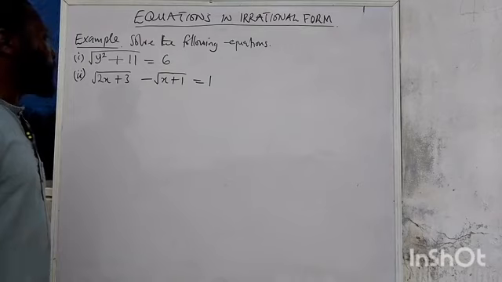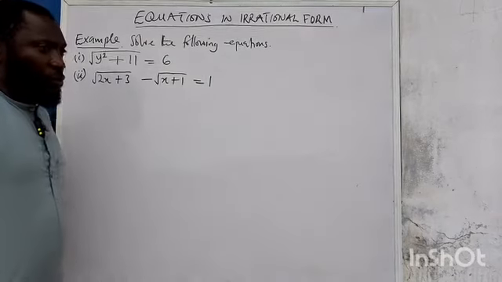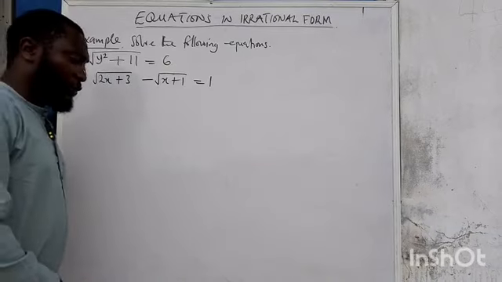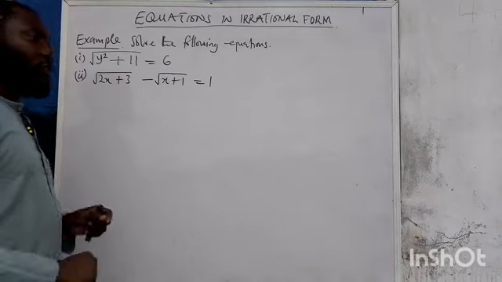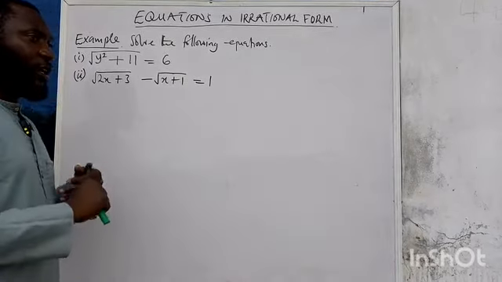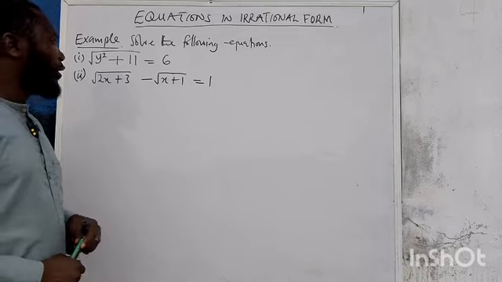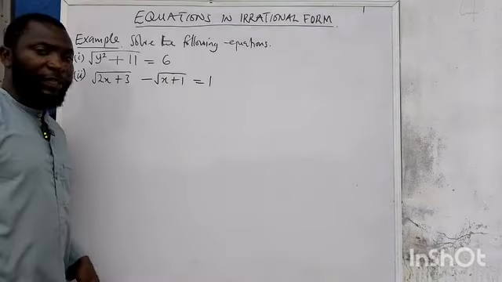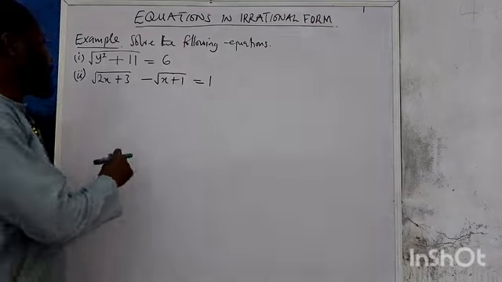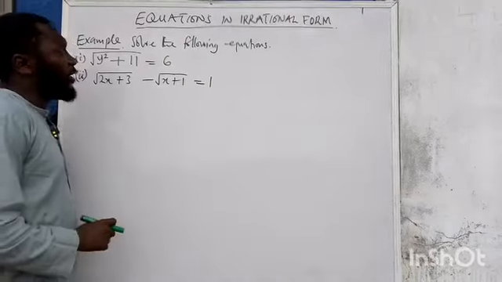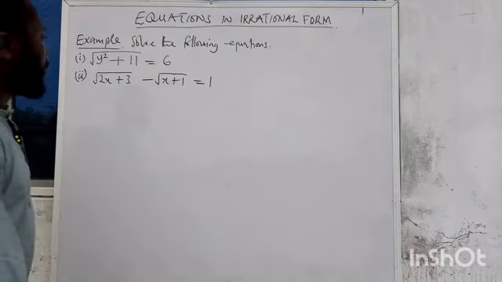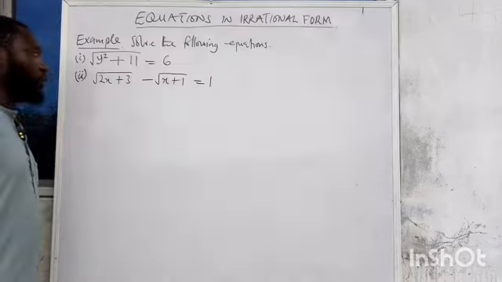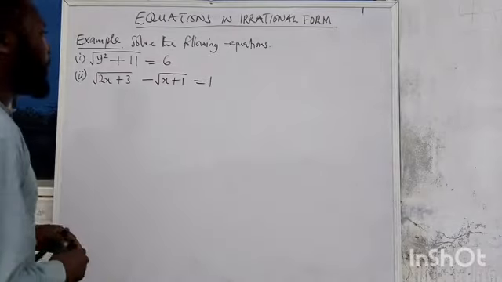Here's another example. So, I think this is the last part of the topic we started. Surds. We've treated several aspects of the topic, and this is the last part. And the last part is square root of a equation in irrational form. Equation that involve a square root. So now let's take them one after the other.